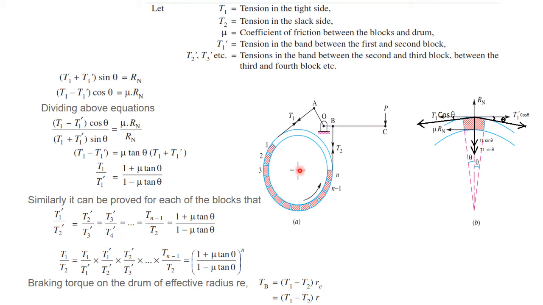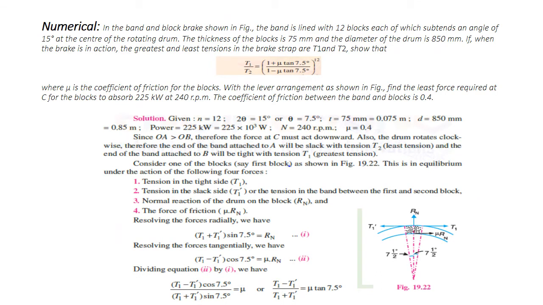Re is equal to the radius of drum plus half thickness of block. Here I will discuss a numerical related to band brake. Band and block brake shown in figure, already shown in the schematic diagram. Band is lined with 12 blocks. It means n is equal to 12, which subtended an angle 15 degree. It means that one block subtended angle 15 degree at center. It means that 2 theta is equal to 15 degree. Therefore theta is equal to 7.5 degree.